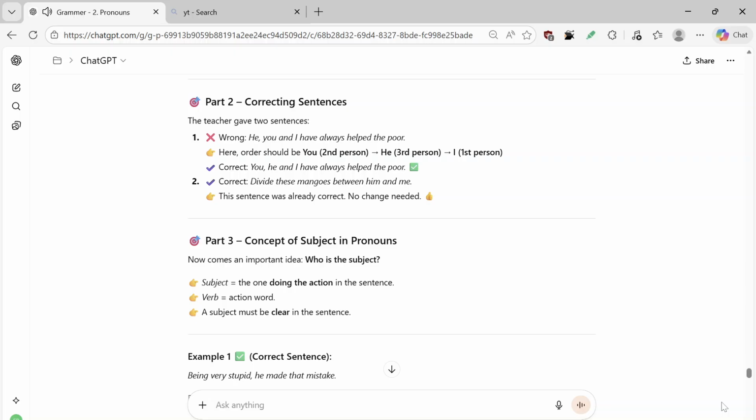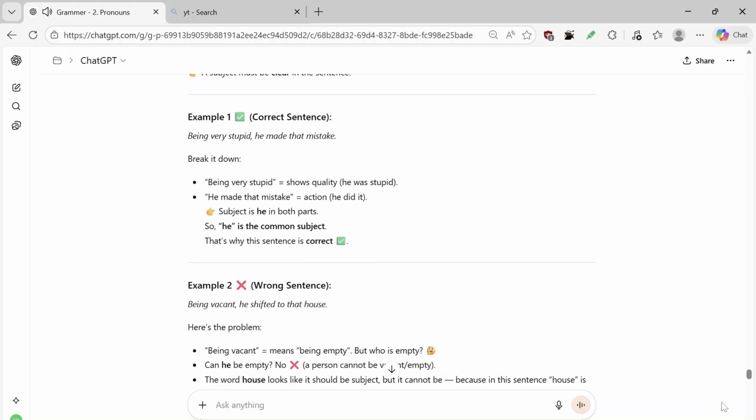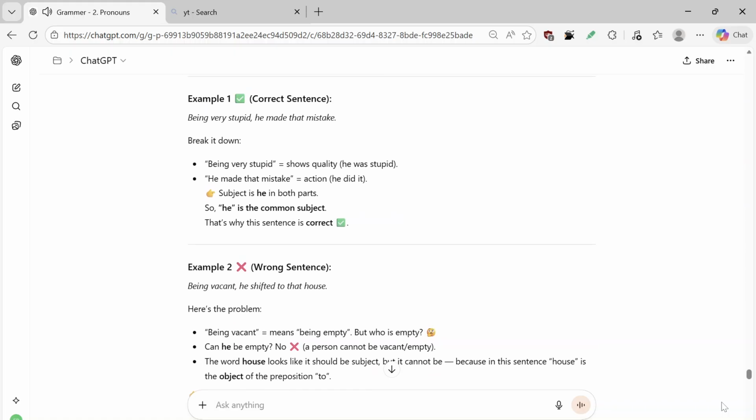Example 1, correct sentence: Being very stupid, he made that mistake. Break it down. Being very stupid shows quality. He was stupid. He made that mistake is the action. He did it. The subject is he in both parts, so he is the common subject. That's why the sentence is correct.